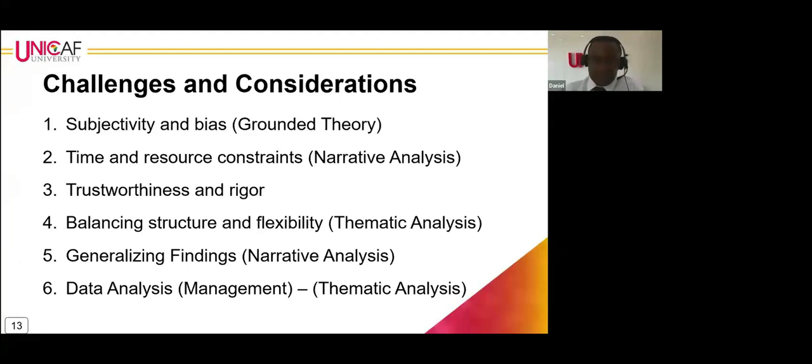The last one is data analysis management. Just how to manage the data analysis process in qualitative research can be daunting, especially if you're dealing with thematic data analysis. So the caution is to be extremely careful, be aware of the challenges, know how to overcome the challenges. In instances where you're not too sure, consult literature, read broadly so that you avoid the pitfalls.